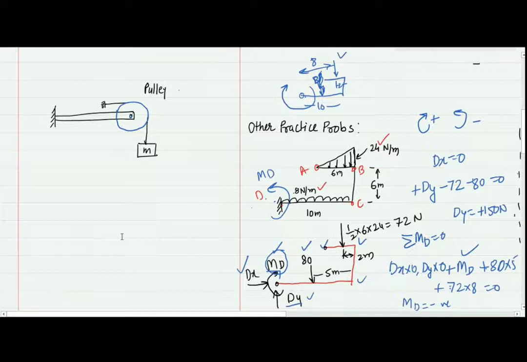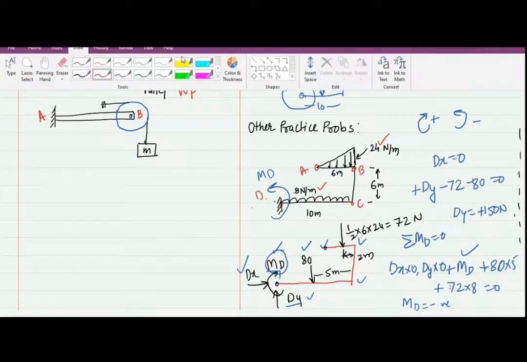This is our fourth problem, but this is not actually a problem. I want to show you something new. Here I have added a pulley, and let's assume that the weight of the pulley is W. And we have to write the equation to get the reaction at this point A. Let this be point A and this be point B. So what would be your equation?